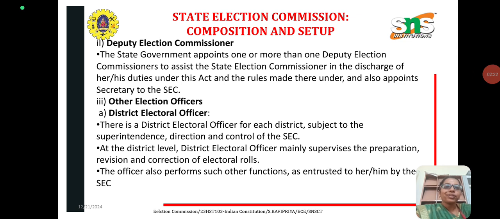Other election officers: the first one is the district electoral officer. There is a district electoral officer for each district, subject to the superintendence, direction and control of the state election commissioner. At the district level, the district electoral officer mainly supervises the preparation, revision and correction of electoral rolls. The officer also performs other functions as entrusted to her or him by the state election commissioner.